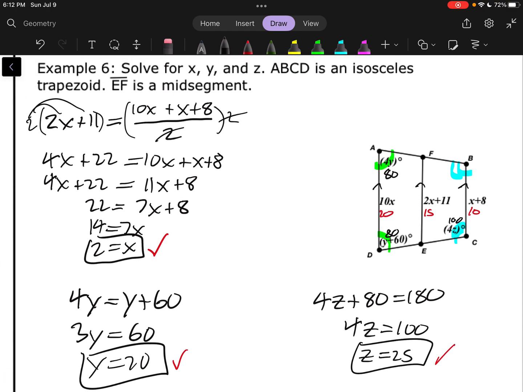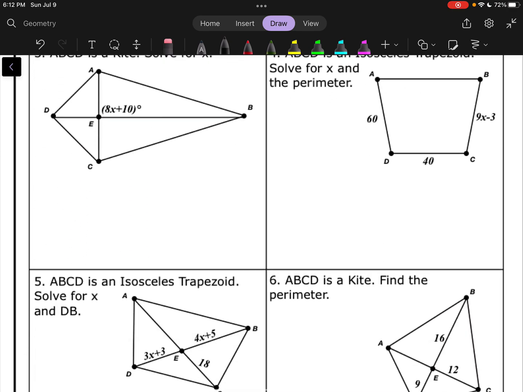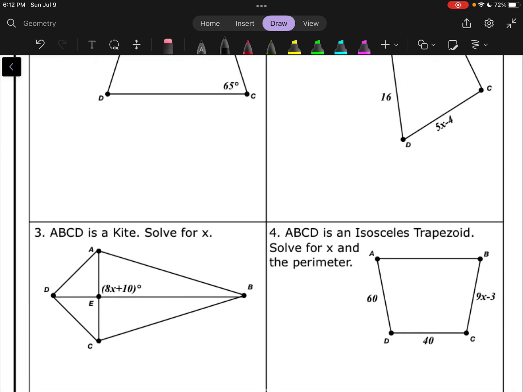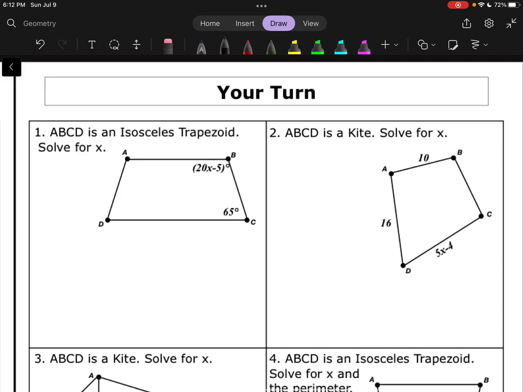All right. So these ones are a little bit odd. Their properties are kind of all over the place, but hopefully you were following along well. You got 6 problems to try down here on the your turn. So it is officially your turn. Try these out, and then come back for the video when you're ready to check to see how you did.